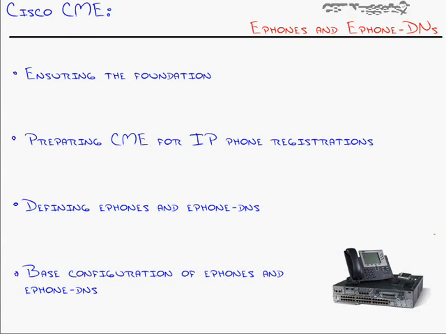Now that we've completed the base installation of CME, we can move into the ePhones and ePhone DNs that define the entire network. This nugget and this concept is so important to configuring a Cisco Voice over IP network with CME. I'm going to give this the flag of importance.